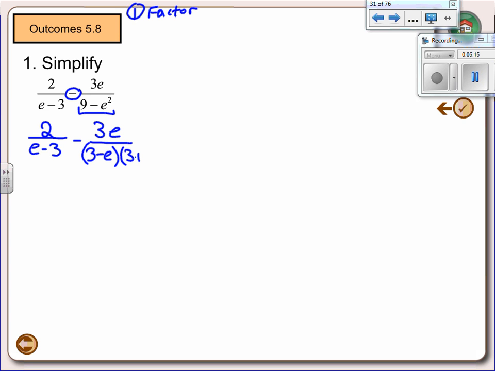So it factors out to be 3 minus e, 3 plus e. The second thing we're going to do is list our non-permissible values. I like to write them up on the side by the question so I don't lose them. They would be e cannot equal 3 or negative 3. You should have enough practice with those, you know where those come from. They came from your denominators.